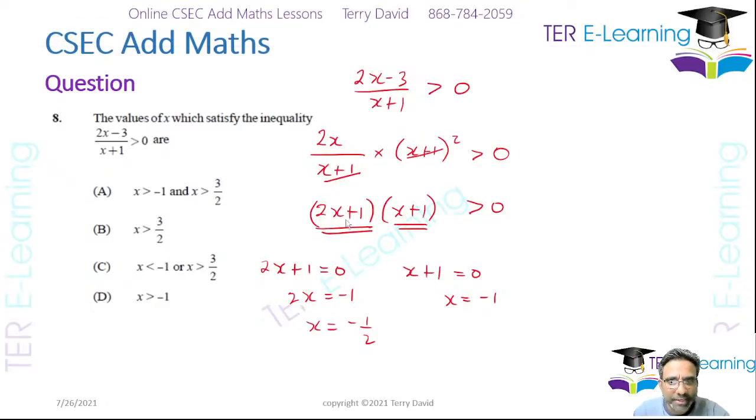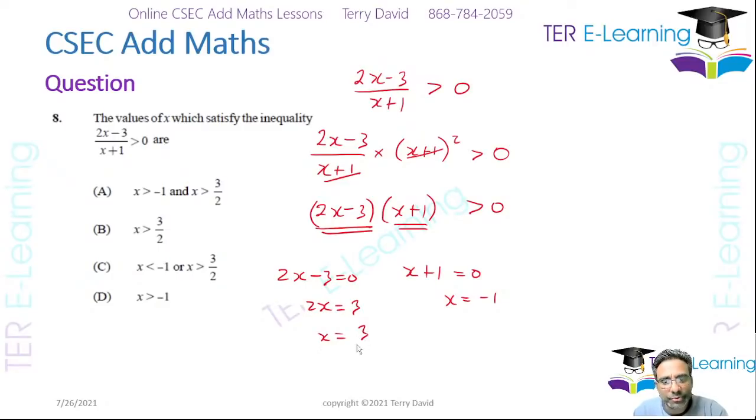What is wrong with me? I made a mistake again. Hold on. This is 2x minus 3. This is 2x minus 3, right? So let's do this over here. 2x minus 3 is equal to 0. 2x is equal to 3. And therefore x is equal to 3 over 2. So those are my two values, 3 over 2 and minus 1.